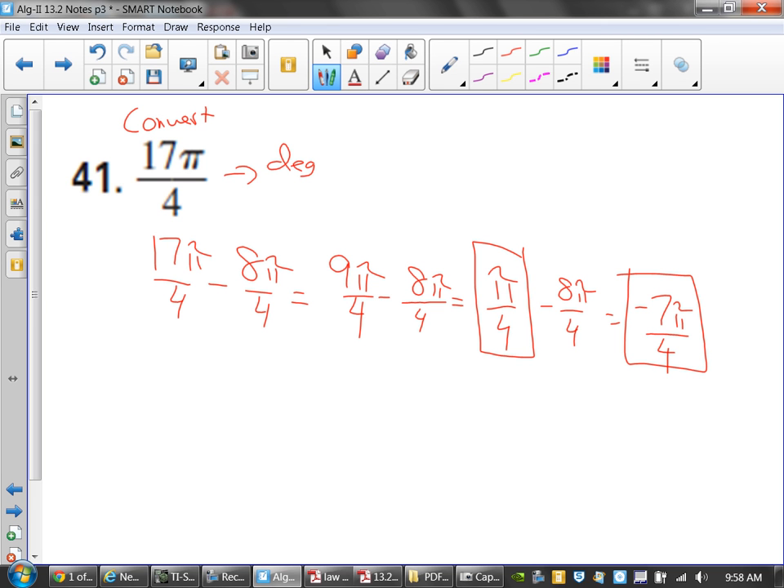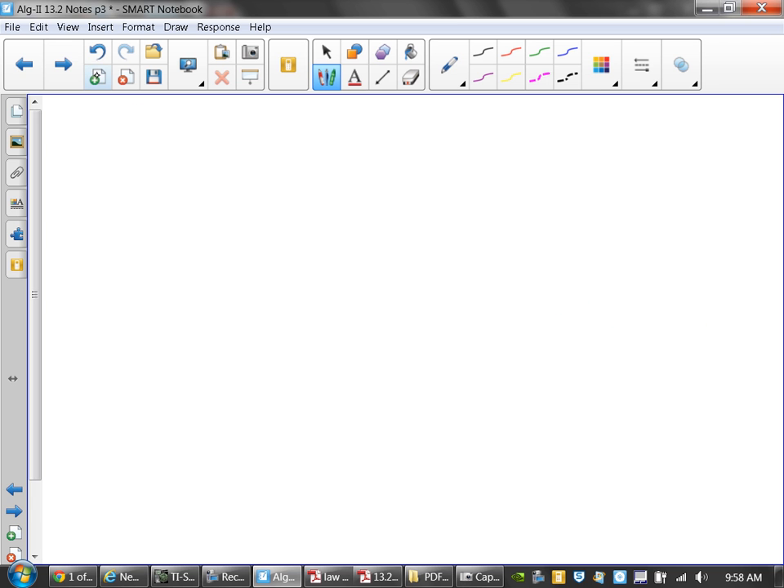What if 17 can't go into 4, like 3 goes into 17? No. If the numerator is less than the denominator, what do you do? Great question. If it happens to be 3 pi over 5, we'll make it a little bit easier, and I want to find a positive and a negative coterminal angle. 3 pi over 5, that's well within one revolution. We all agree on that, right?